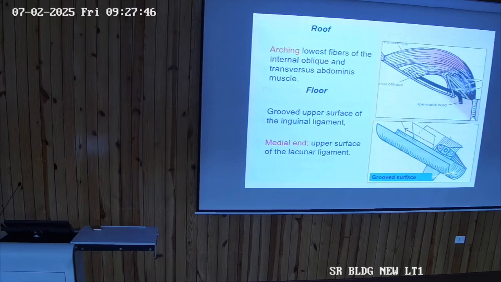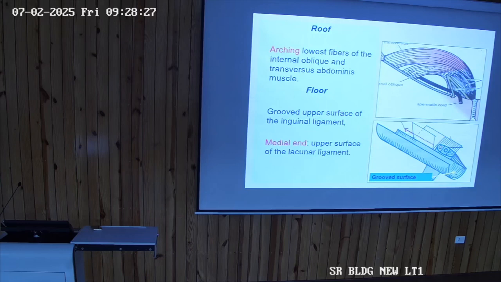Then the roof and the floor. I told you the floor: forget everything else, the inguinal canal is related to what? The inguinal ligament. So the floor is formed by the grooved upper surface of the inguinal ligament, and at its medial end the lacunar ligament is also present. So the inguinal ligament and the lacunar ligament at the medial end are forming the floor. This is the lacunar ligament. Then the roof is formed by the arching fibers of the internal oblique and the transversus abdominis. So the roof is formed like this.